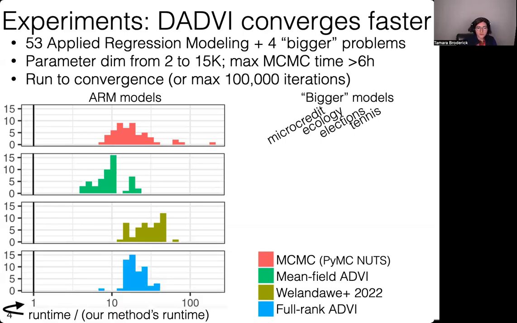And then finally, we look at full rank ADVI. Again, not unexpectedly, it is slower than mean field ADVI. That's what we would expect. And so it is slower than our method because, in turn, mean field ADVI is slower than our method.